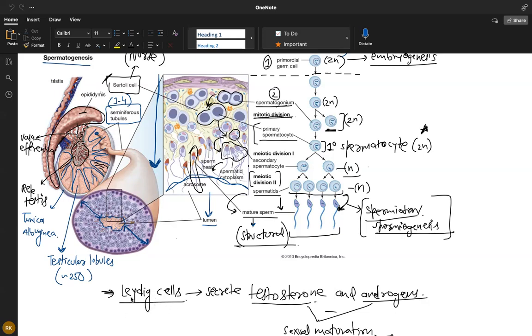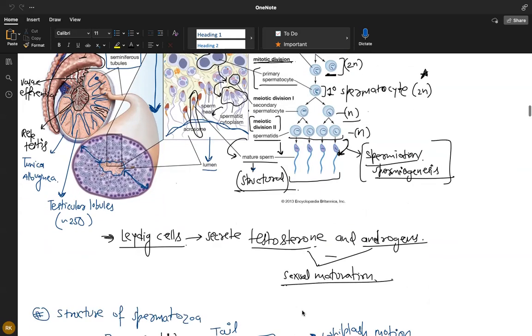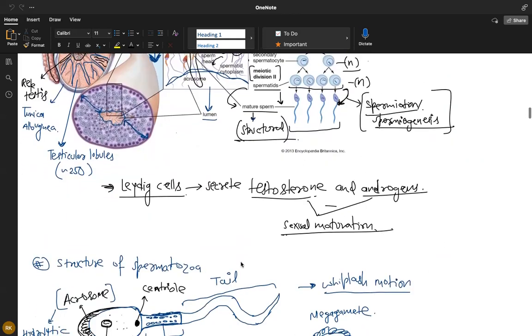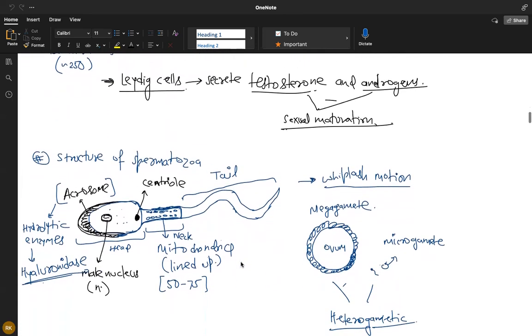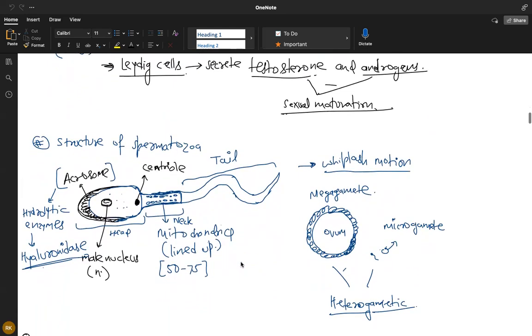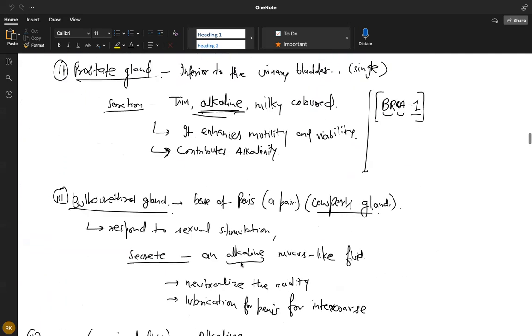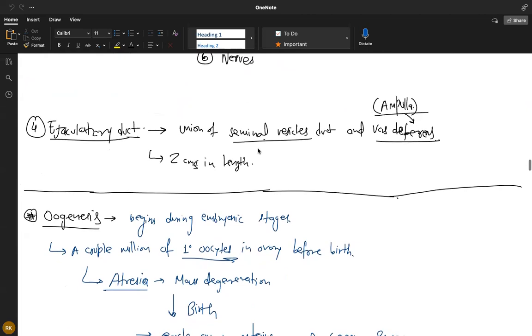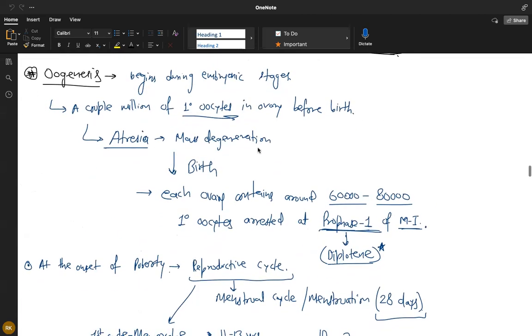Yes, sir. And the Leydig cells, which are present in the interstitial tissue of the testes, secrete testosterone when LH comes and gives them the message. It acts as a messenger molecule. It's a hormone. Then they secrete testosterone and other androgens, which leads to sexual maturation of the male human. Is that clear, everyone? Yes, sir. Perfect. Now I'll quickly go to the ducts. Please read the glands and the ducts, and let's go to oogenesis.